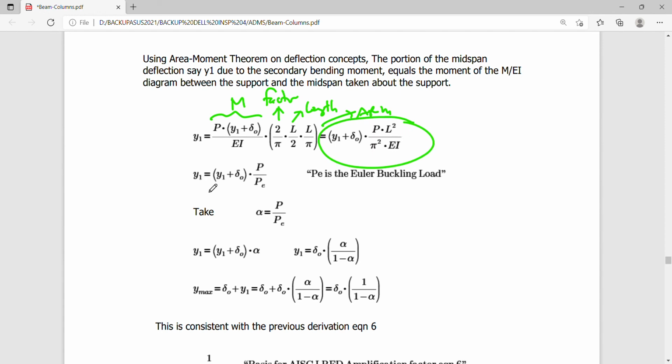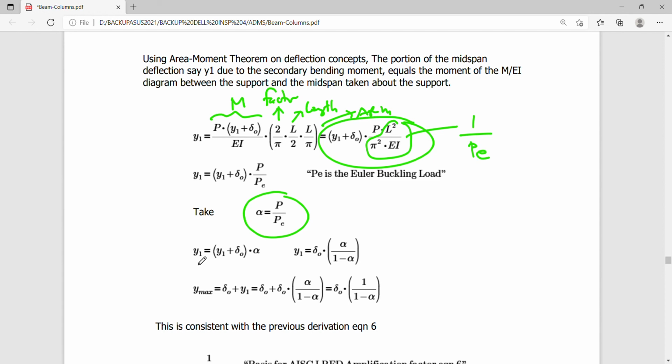Note that y1 is simply equal to this, and this term here, if I jumble the variables, pi squared EI over L squared, is actually 1 over P Euler or P buckling, no? So this is now P over PE. Define alpha is equal to P over PE. So we have simplified your y1 into this equation.